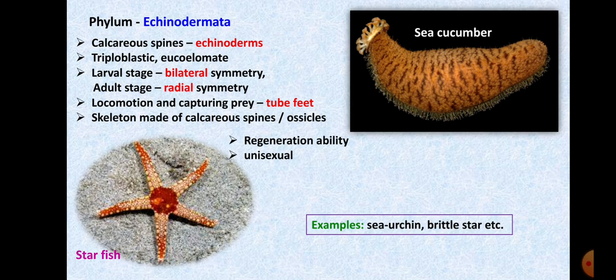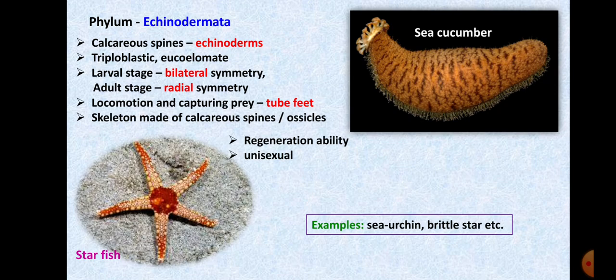Phylum Echinodermata. Let's look at the name of the phylum, Echinodermata. Derma means skin and echino means spiny. So the body of these animals would have spines. These spines are calcareous spines. Calcareous means they are made up of calcium carbonate. Throughout the body, they will have the presence of these calcareous spines. Hence, they are named echinoderms.